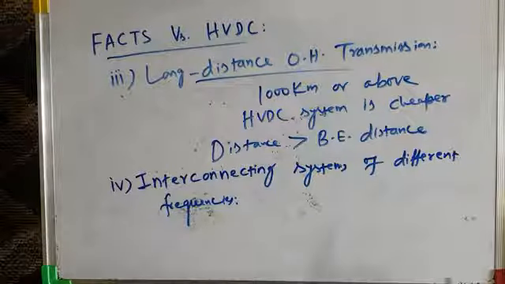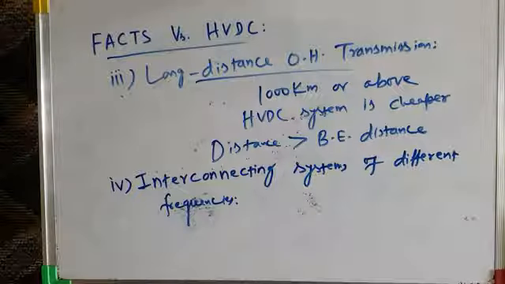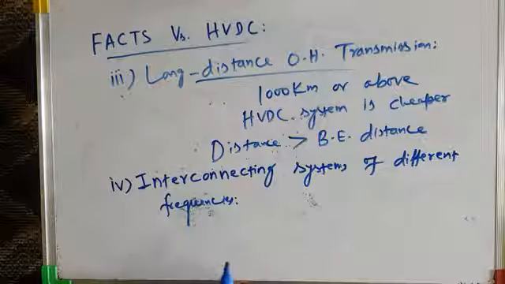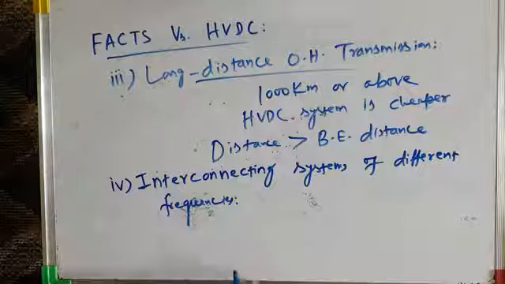All countries of America except Argentina and Uruguay, they use 60 hertz system. Japan partly use 50 hertz and partly 60 hertz. Asia and Europe, we use 50 hertz systems. There are many HVDC projects running in different countries, with the help of which you can connect a 50 hertz system with a 60 hertz system.